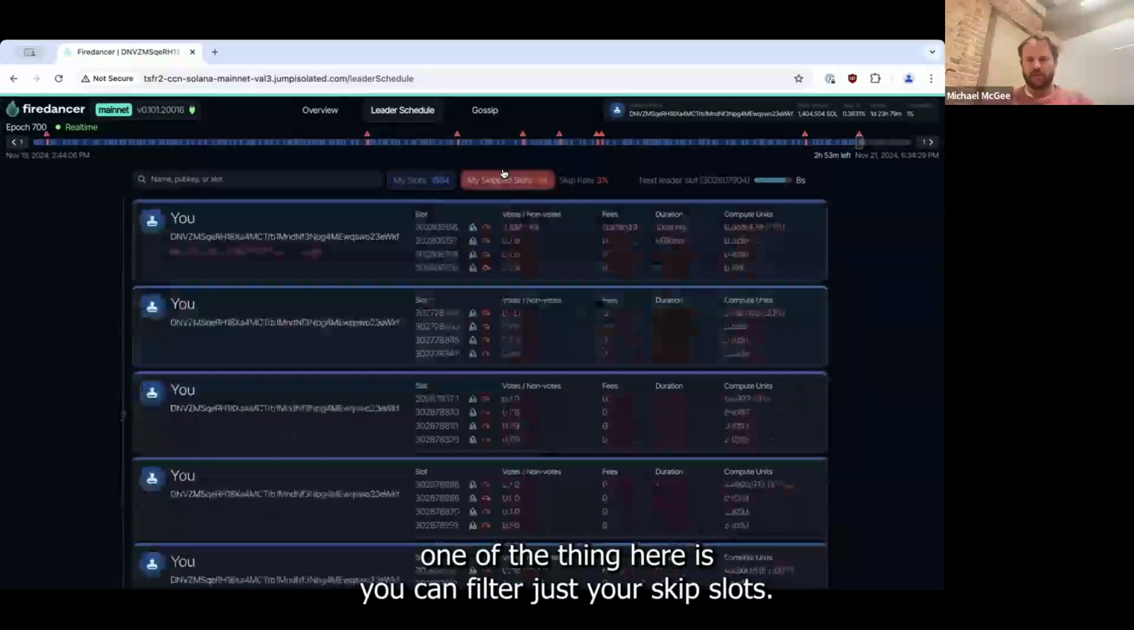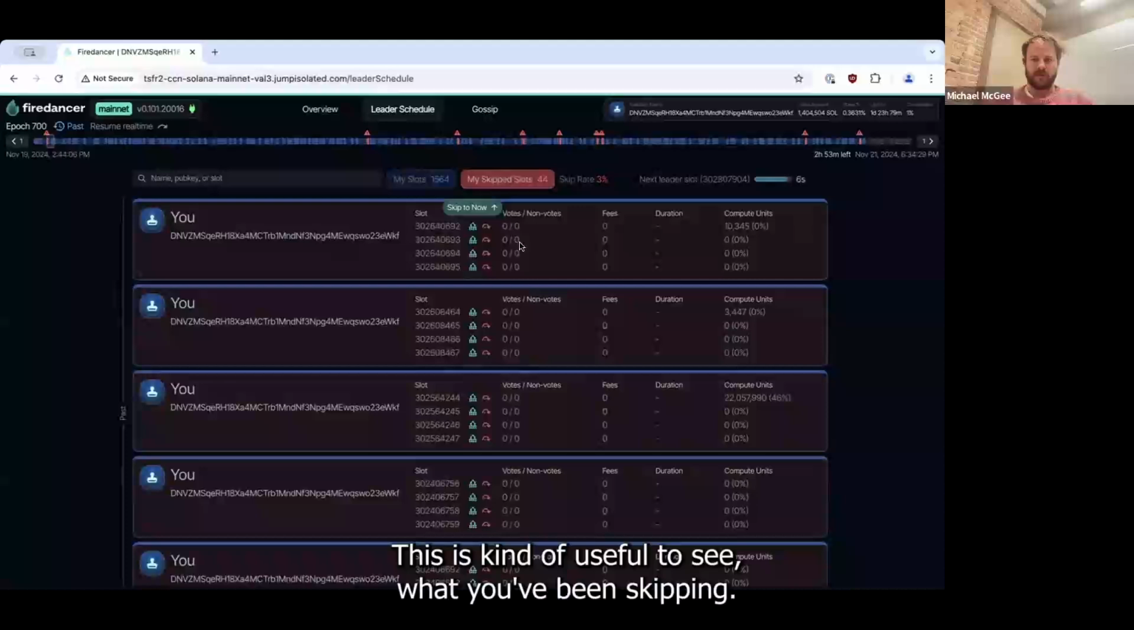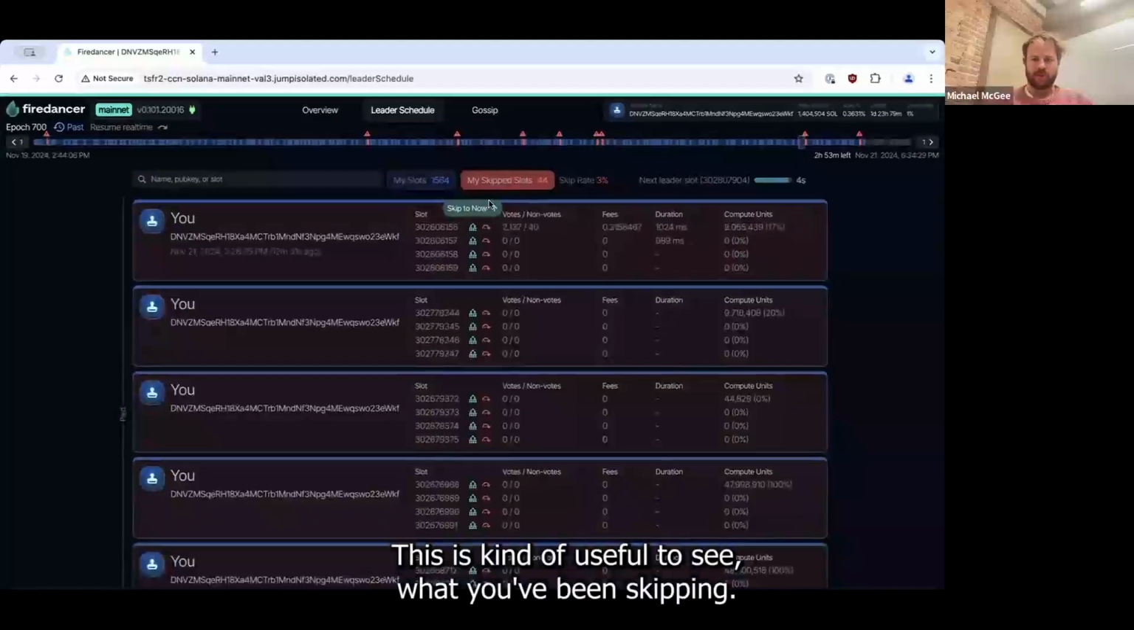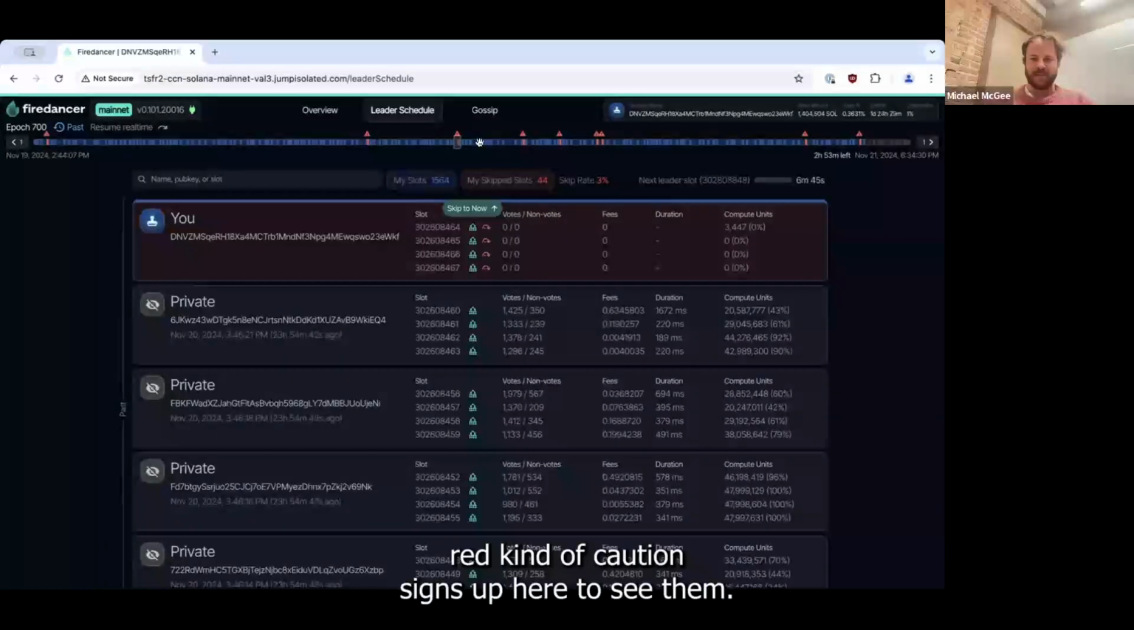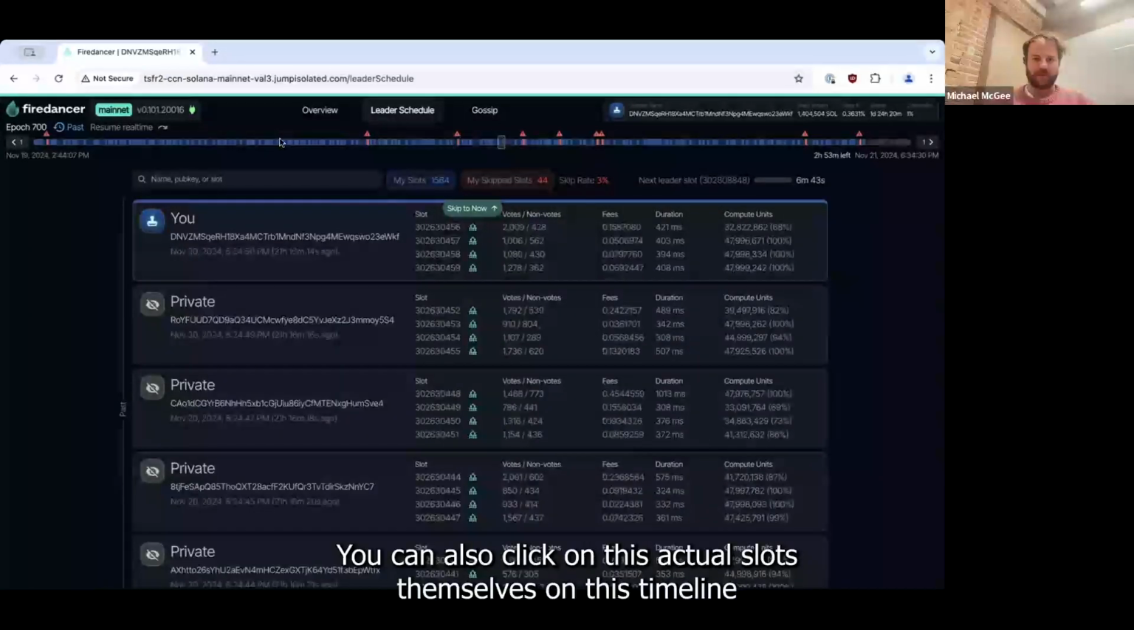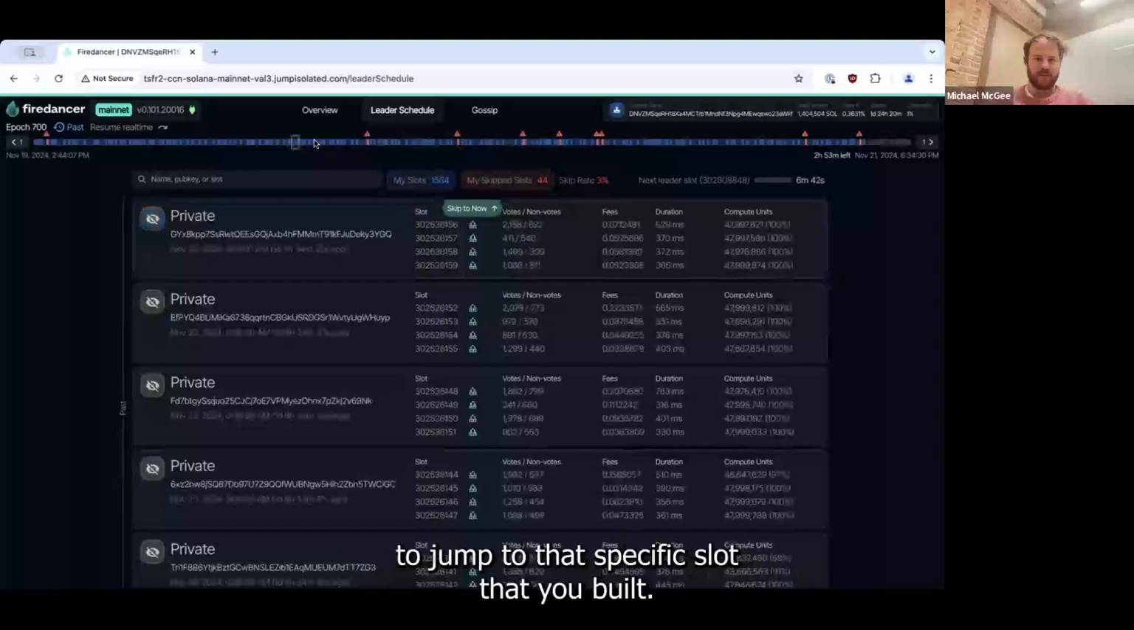One other thing here is you can filter just to your skip slots. This is kind of useful to see what you've been skipping, although again, you can click these little red caution signs up here to see them. You can also click on these actual slots themselves on this timeline to jump to that specific slot that you built.